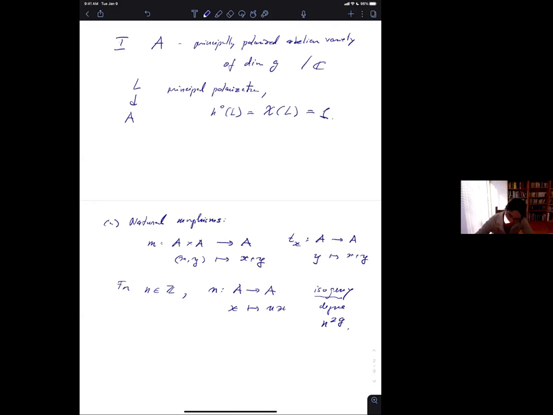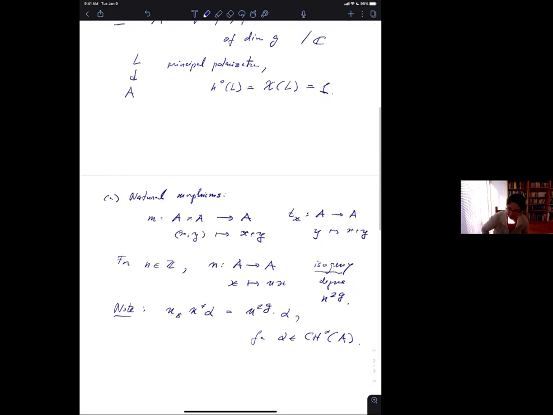I should say also a basic identity: if you take any class alpha, say in the Chow group, so a cycle on A, and you pull back and push forward by n, you get the degree of the map times alpha. So these two operations, up to multiplication by the degree, are inverses to one another, the pullback and the push forward by n.